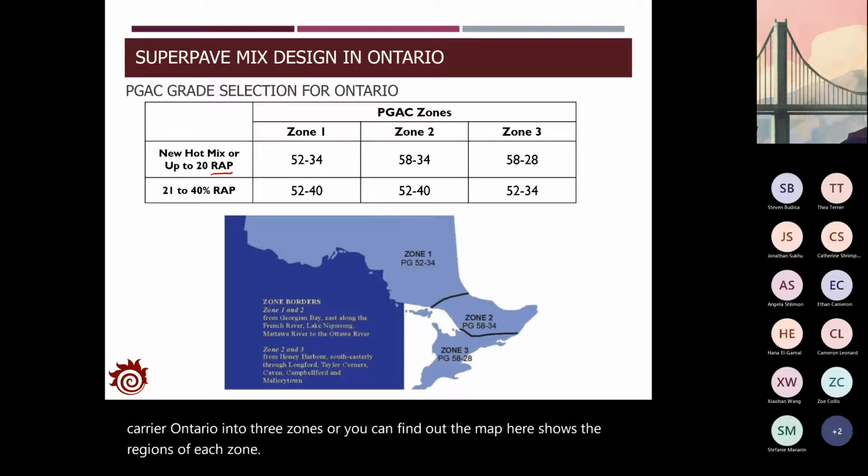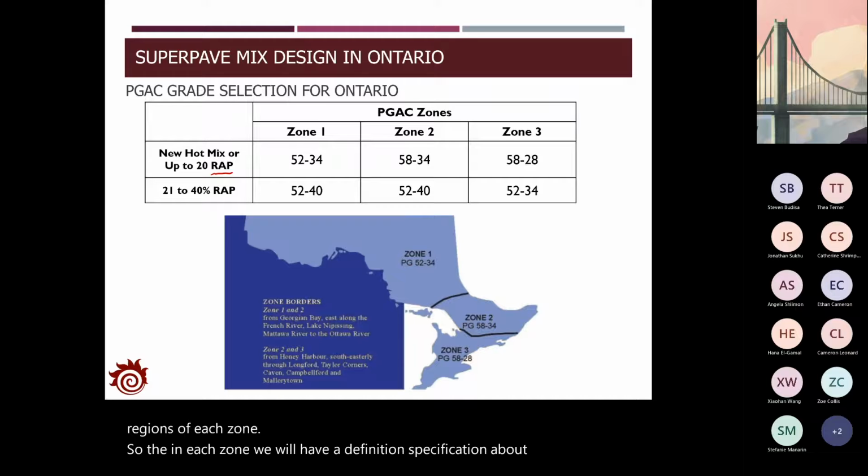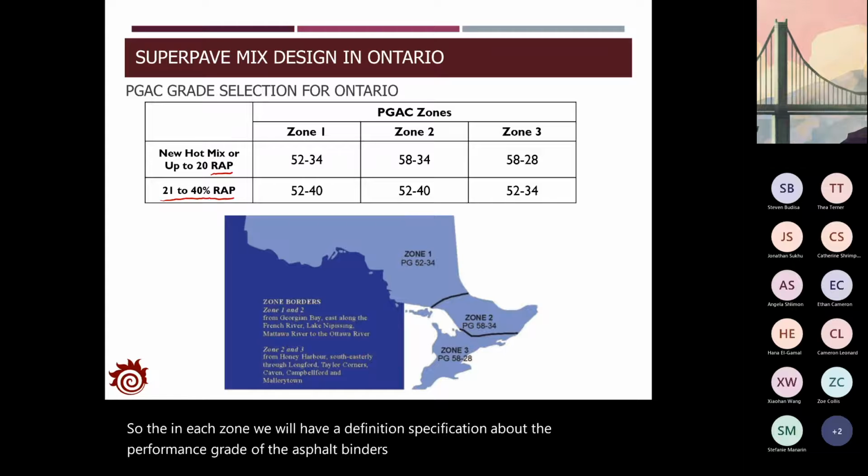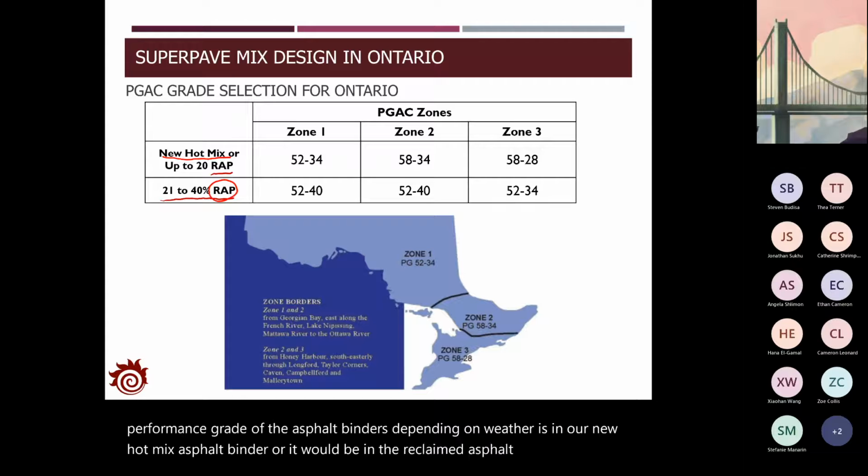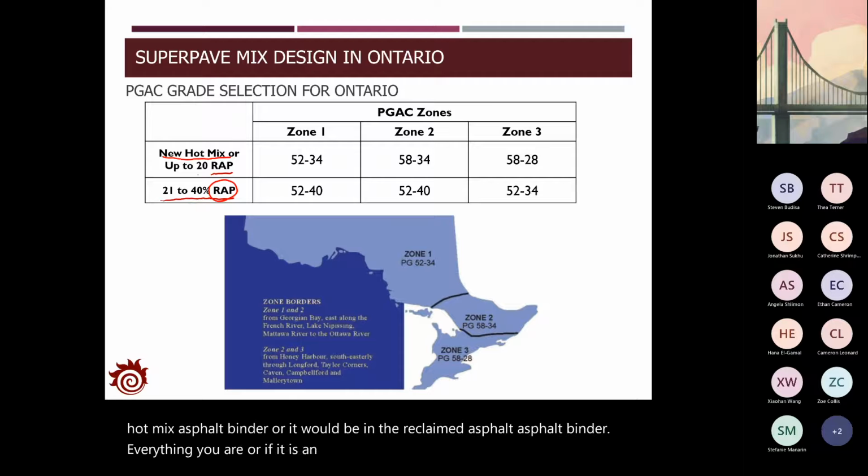So in each zone, we will have a specification about the performance grade of the asphalt binders, depending on whether it's a new hot mix asphalt binder or it has reclaimed asphalt binder. If it's new, or if it is an asphalt binder with less than 20% of the reclaimed asphalt binder, then we should use the first row. If it has more than 20% of the reclaimed asphalt binder, then we're going to use the second row.